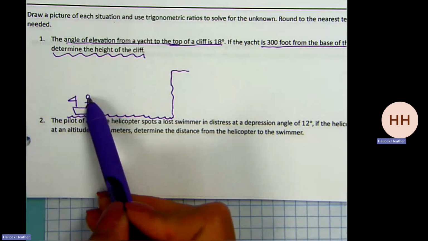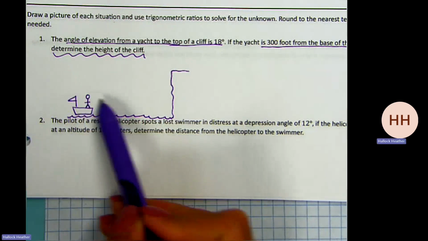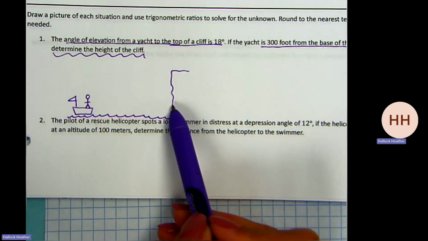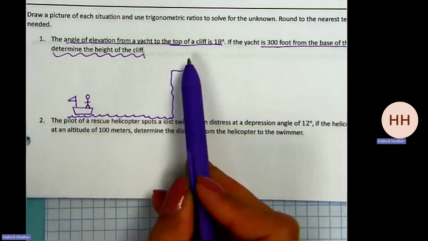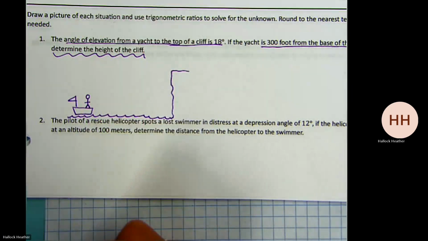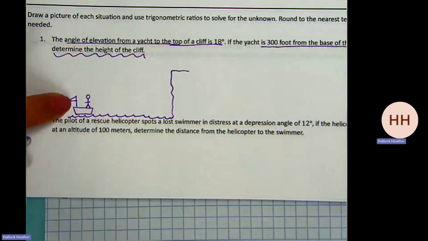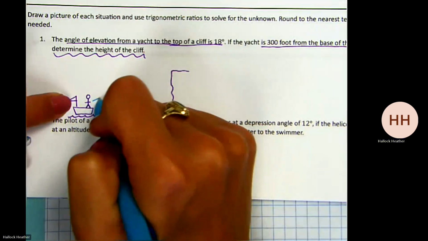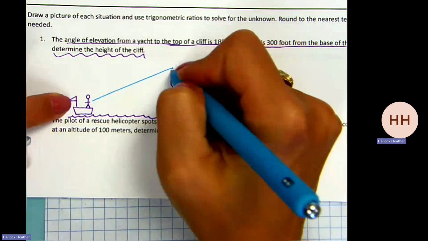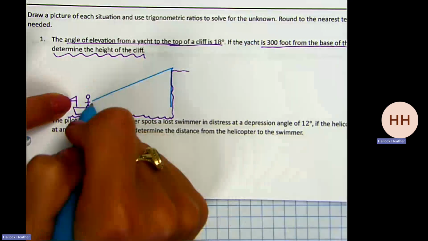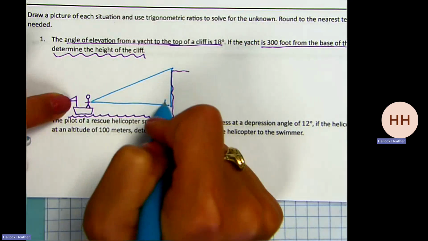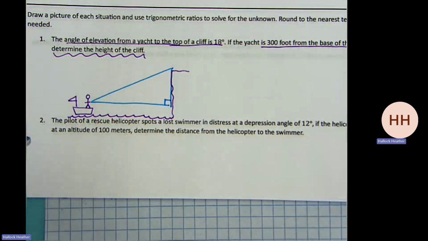Where is this person looking? Is he looking straight across, or is he looking at the top of the cliff? If it's an angle of elevation, the top. So his eyesight is technically going straight up to the top of the cliff. And then this is what's forming basically the right triangle that we're going to use. Okay, so we have our right triangle.